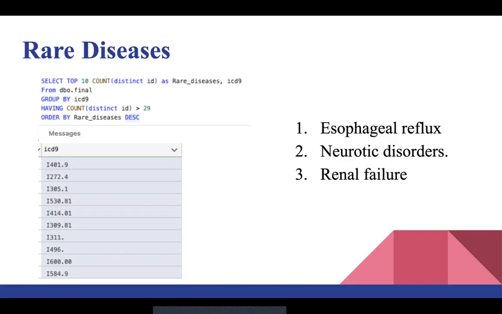Moving on to the next slide, we have rare diseases. These are the ICD-9 codes of 10 rare diseases that are predictive. Some examples are esophageal reflux, neurotic disorders, and renal failure. Here we got the rare diseases from the ICD-9 codes that occur more than 29 times.